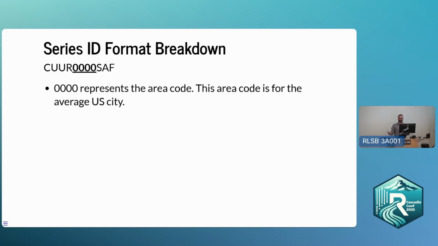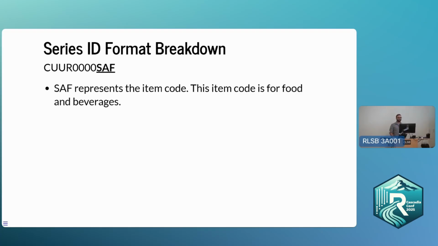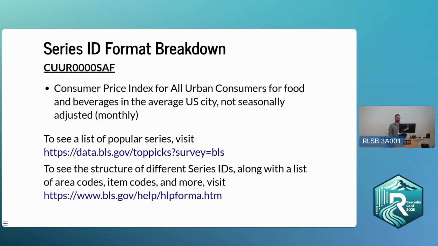Now, of course, there are different metroplexes. There is actually one for the Portland, Seattle area as well. So there's a list of area codes that are eligible to be fit into this series ID. And then the last digits represent the item code. In this particular example, this item code is for food and beverages. There's a long list of different item codes you can look at, such as medical care, food, beverages, and so many other item codes.